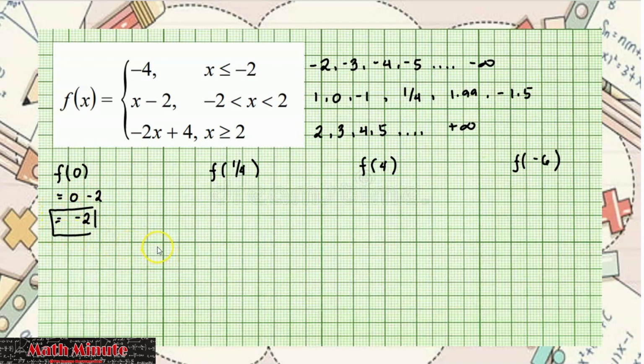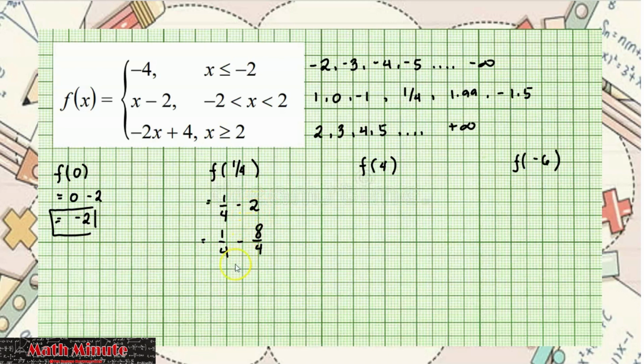Next will be f of 1/4. F of 1/4 will be in between negative 2 and positive 2, meaning we will also use x minus 2 here. So this will be equal to 1 over 4 minus 2. Let's convert 2, making it similar to 1/4. So this will be 1/4 minus, so the easiest way would be 2 multiplied by 4, that is 8. Then just copy the denominator. We know that 8 divided by 4 is also 2.